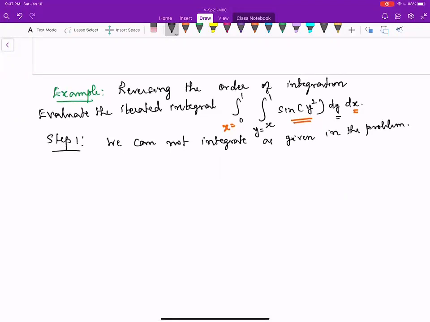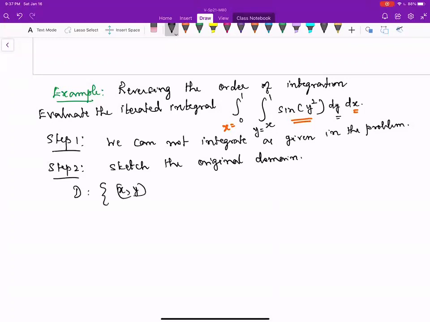So how do we first write down the domain? First, sketch the original domain. If we notice here, the domain is given to be all those xy such that x runs from 0 to 1, y runs from x to 1. So the lower limit of y is x, the upper limit of y is 1. So this is the original domain.